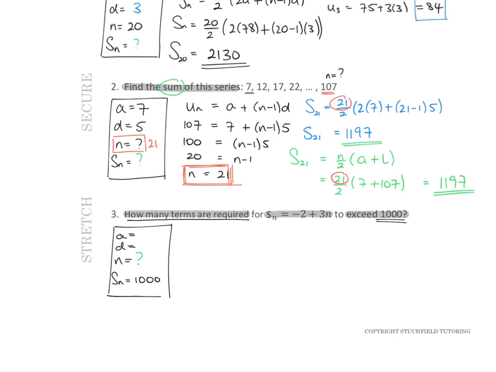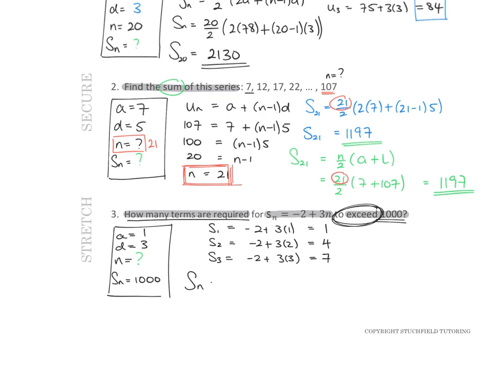Okay, now what we're going to do is generate the first few terms to work out a and d. So minus 2 plus 3, that's a 1, is 1. S2 is 4, and S3 is 7. So my first term is 1, the difference is plus 3. And now all I'm trying to find is n. So how many terms are required for it to exceed, and we'll come back to that in a moment, 1,000.